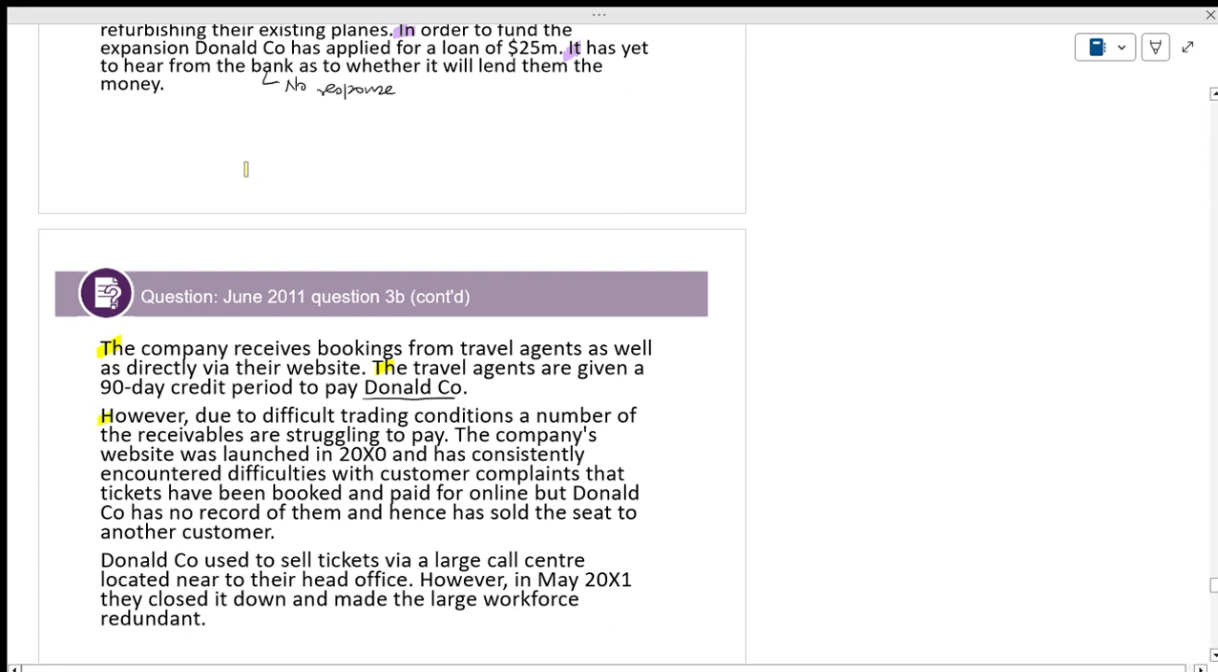However, due to difficult trading conditions, a number of receivables are struggling to pay. See, how much credit period have you given them? 90 days. It is very easy. You have given a 90 days credit period to the agents to pay you. Now the agents are finding it difficult, struggling to pay you. Again, what will happen? You are not going to collect it on time.